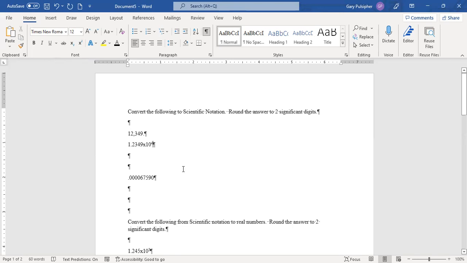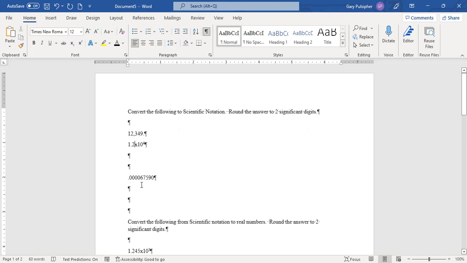Now I need to round to my 2 significant digits. So I just count from the left, right? 1, 2. That 2 is the second significant digit. The 3 is going to tell it what to do. So the 3 tells the 2 it's going to just stay the same. And then since it's after the decimal, everything else just goes away, right? That's why I like to do the rounding after I convert to scientific notation, because then whatever I'm rounding out can just go away because it's always going to be after the decimal. So it becomes 1.2 times 10 to the 4th.